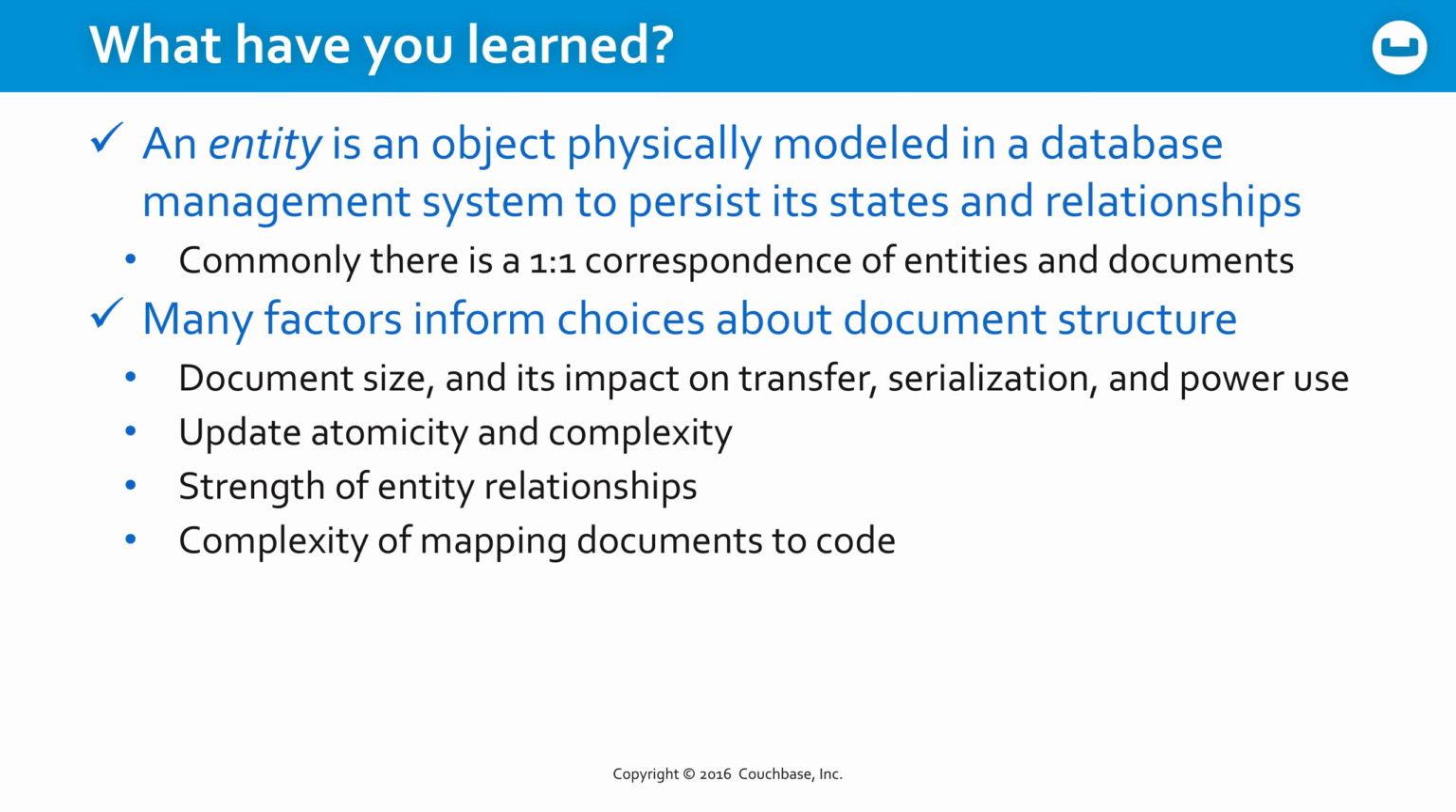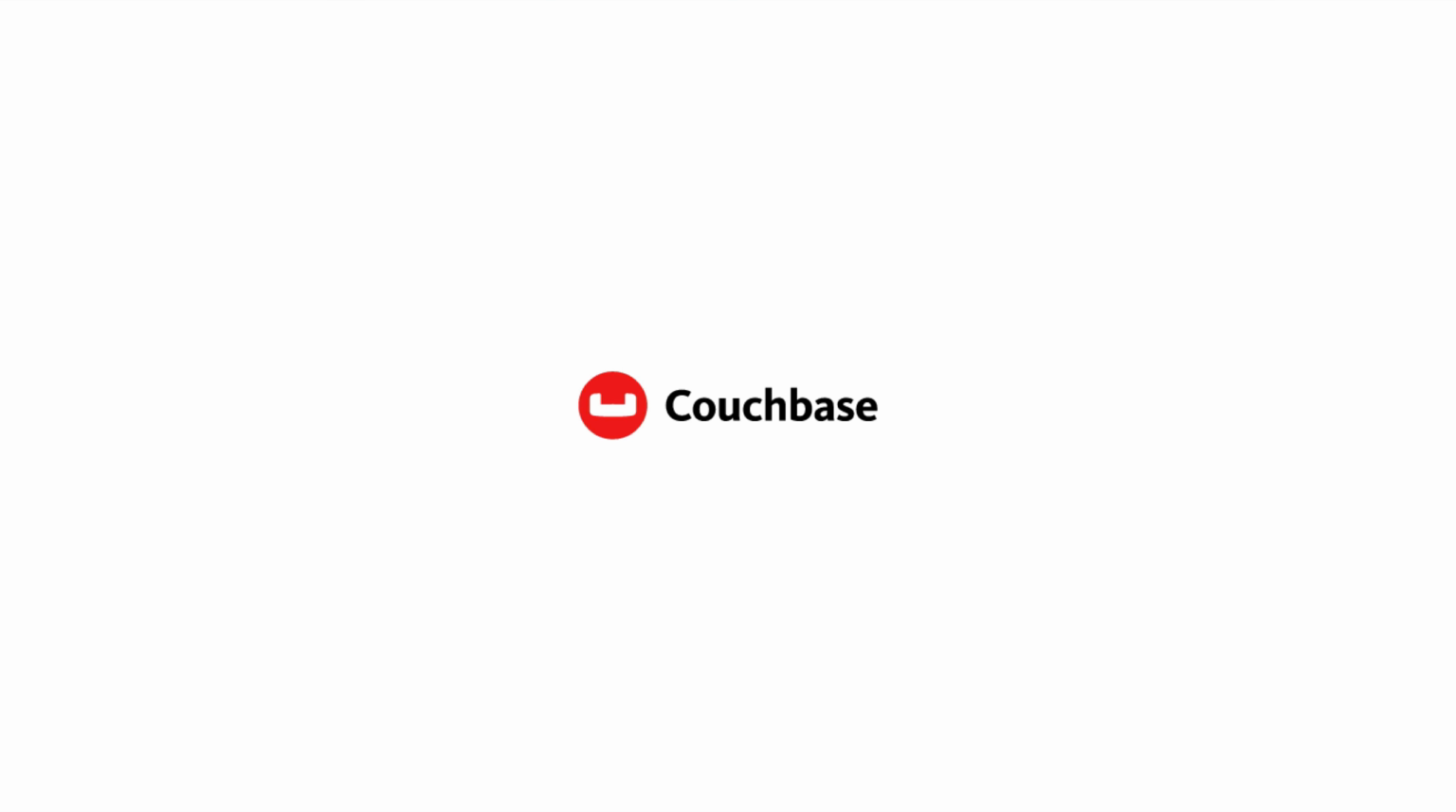What about the strength of entity relationships? How does the structure of your documents relate to the structure of your object model in code? And what is the complexity? If you have an extremely complex document structure, how hard is it going to be to map that into your code? All of these are good factors to keep in mind as you design your documents.